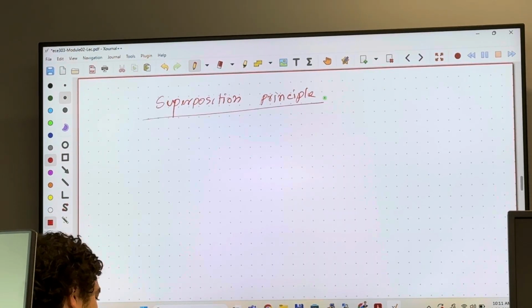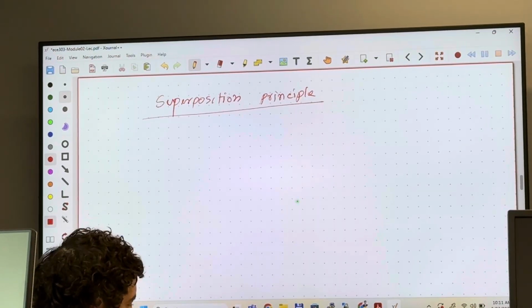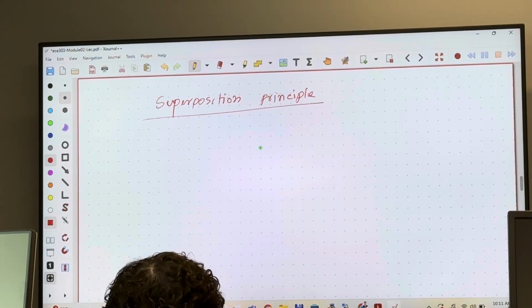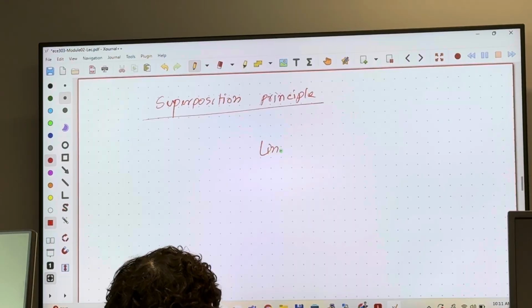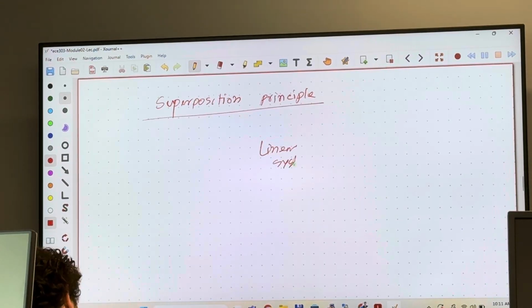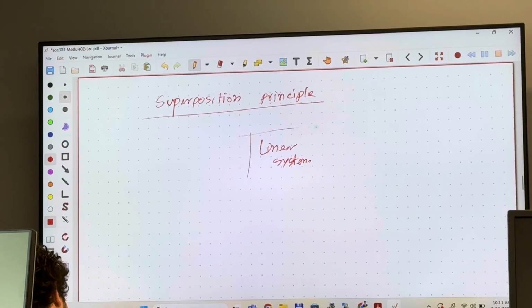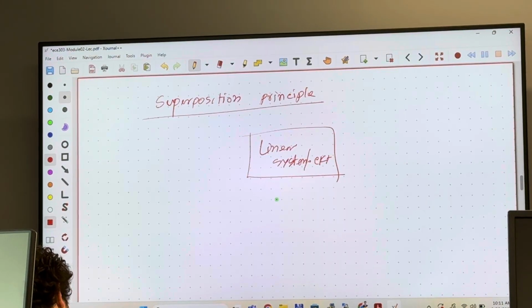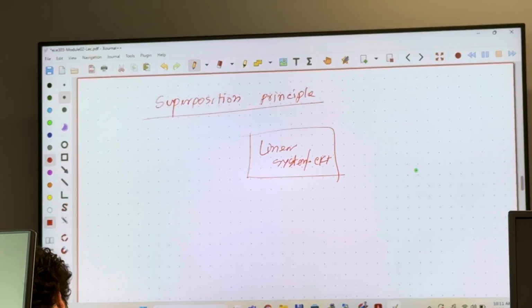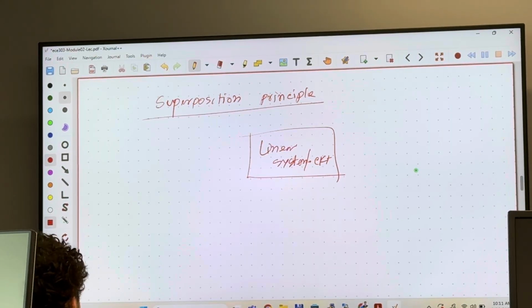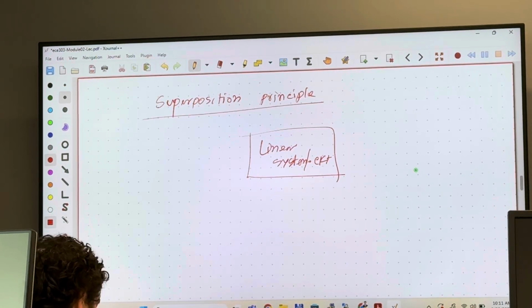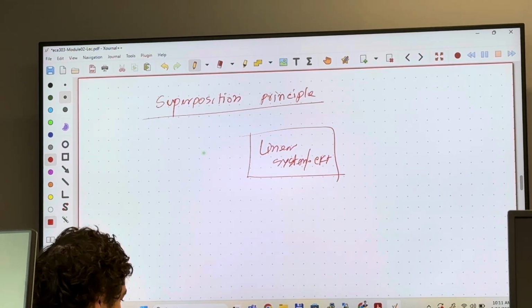Superposition principle. Please write it down. Let's say you have a linear system, and we are working with linear circuits. Linear system means that the output follows a linear, straight line relationship. So you have a linear circuit.